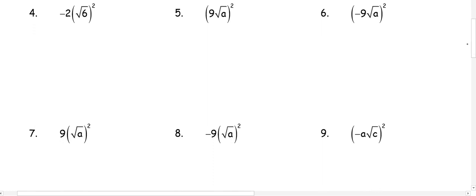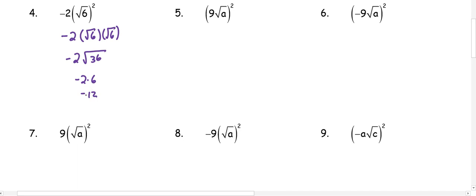Number 4, negative 2 parentheses square root of 6 squared. So negative 2, and the only thing in parentheses is root 6, so we're going to rewrite that twice. Root 6 times root 6. So negative 2 is the only number outside. And underneath, 6 times 6 is 36. Remember that the square root of 36 is 6 again, so negative 2 times 6 gets us negative 12.